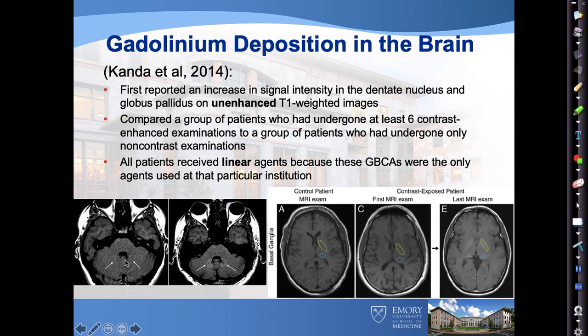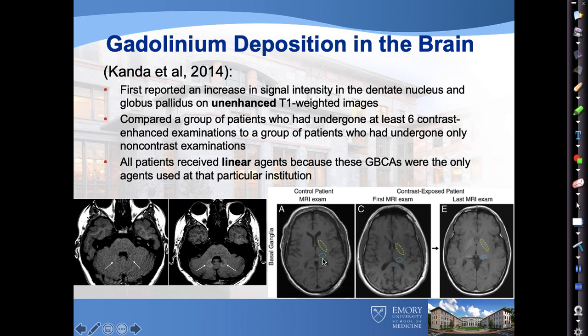As you can see here, we have images of patients who had not received gadolinium-based contrast agents, and there's no increase in signal intensity within the dentate nucleus. But then here on the right, you can see the higher signal intensity on the unenhanced T1 weighted images for those patients who had previously received gadolinium-based contrast agents. And once again, these agents were linear because they were the only ones available.